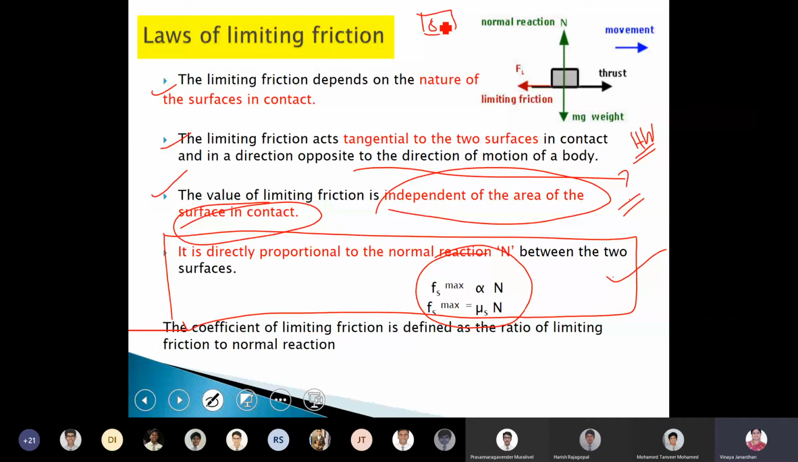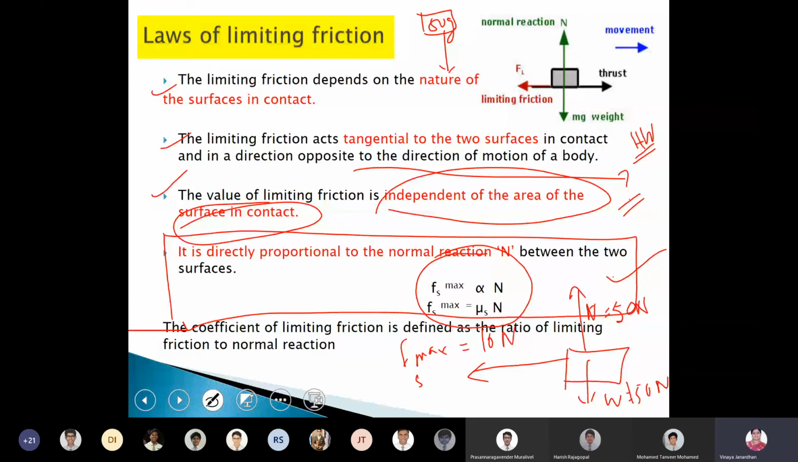Suppose I pull an object of weight W equal to 50 Newton. Weight is measured in Newton, and your normal reaction N also will be equal to 50 Newton. Your frictional force, that is your limiting friction, is when the body just begins to slide. Say it is 10 Newton. Now when you increase the weight to 150 Newton, your normal reaction will also increase and your frictional force is also going to increase. So that is what it means.